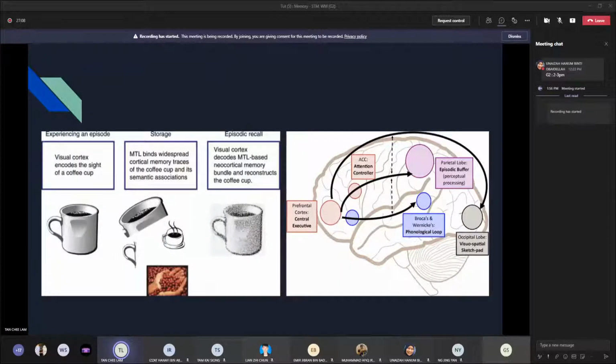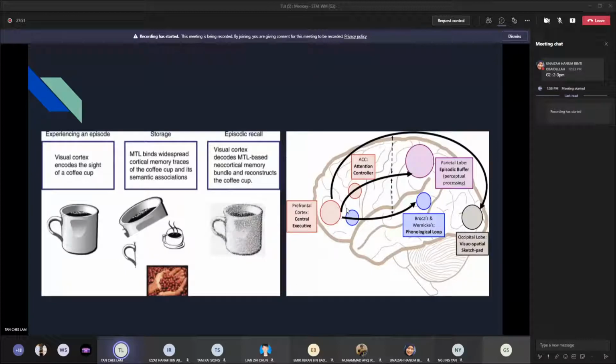So this is how we visualize something. First of all, our visual cortex will encode the size of the coffee cup, and then the MTL, which we call the medial temporal lobe, will bind the widespread cortical memory trace of the coffee cup and its semantic associations. Then in our mind, the visual cortex will decode the MTL-based neurocortical memory bundles and reconstruct the coffee cup. So as we draw the coffee cup, our visual cortex will decode our MTL memories.